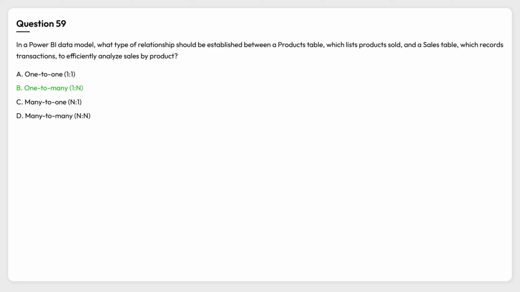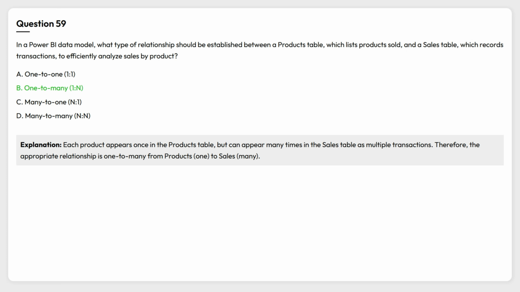The correct answer is option B, 1 to many. Each product appears once in the products table, but can appear many times in the sales table as multiple transactions. Therefore, the appropriate relationship is one-to-many from products, one, to sales, many.